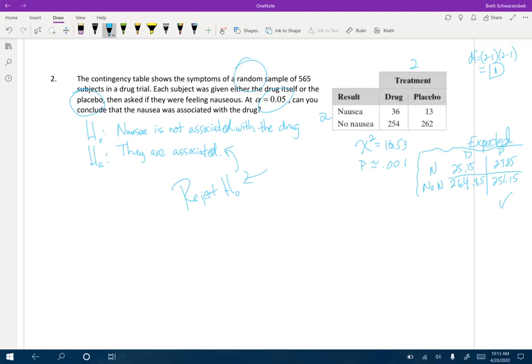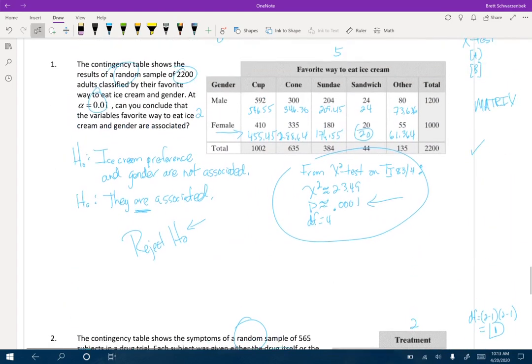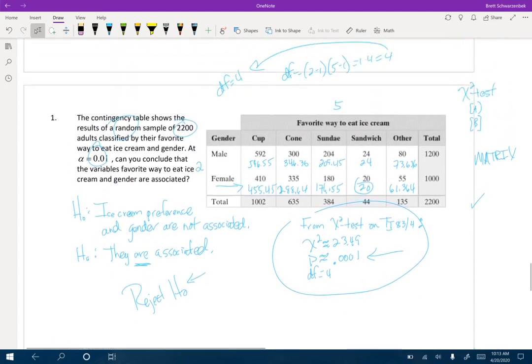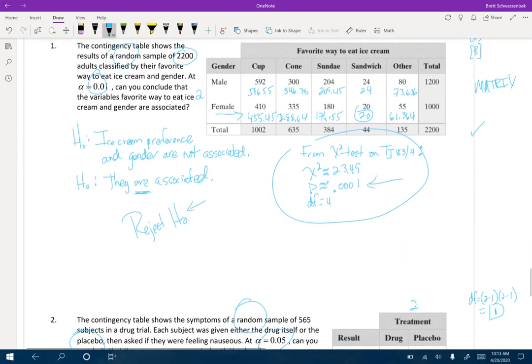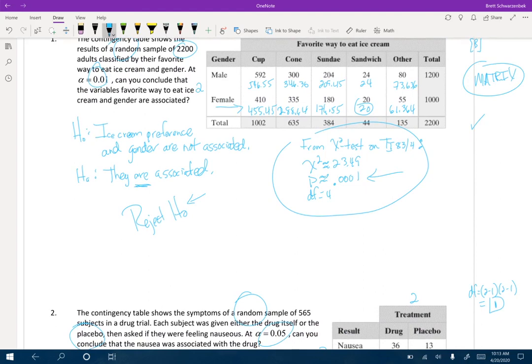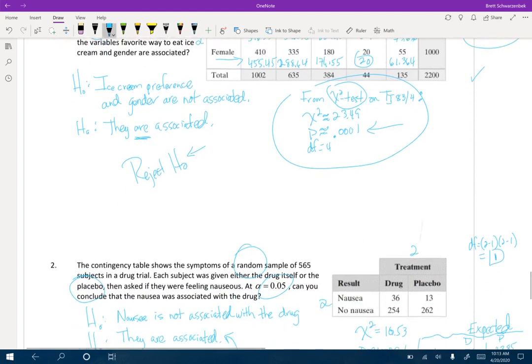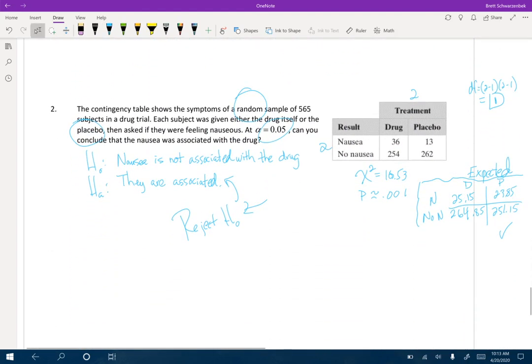Just as a summary, I would advise for 1 and 2 that you know where the expected counts come from in terms of the formula and where degrees of freedom comes from in terms of the formula, but when you're running the test itself, I would use the matrices and chi-square test. It's so much faster and you can get through it pretty quickly, and that's a wrap.